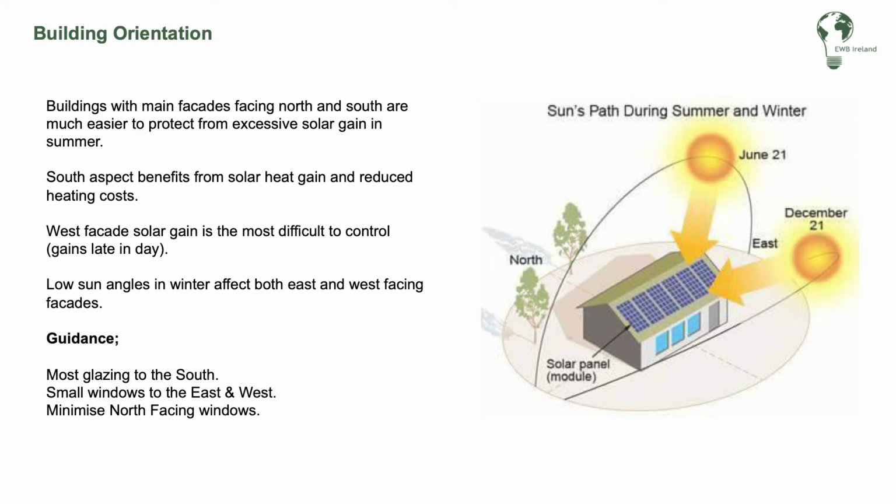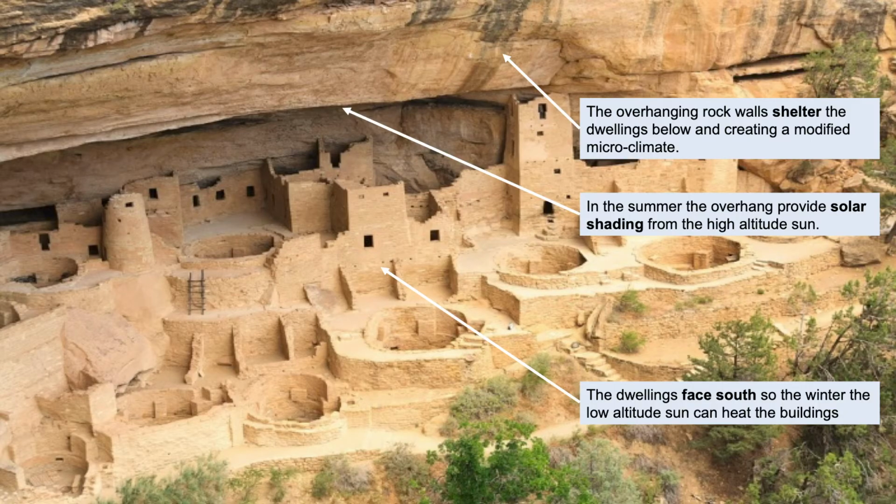A guidance on that: passive solar design, most of the glazing to the south, small windows in the east and west because they're harder to protect. You'll also get glare through it, and minimise windows to the north of a building.